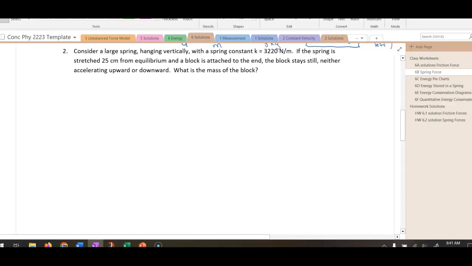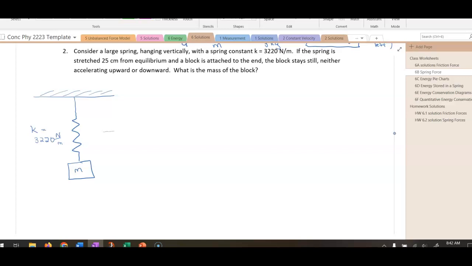This spring is hanging from the ceiling. So up there in the ceiling, and then we've got a spring hanging down. And there is a block that has been attached to the end of it. I don't know the mass of it yet. It tells me that the spring constant is 3,220 newtons per meter. And it says that the spring was stretched 25 centimeters from equilibrium.